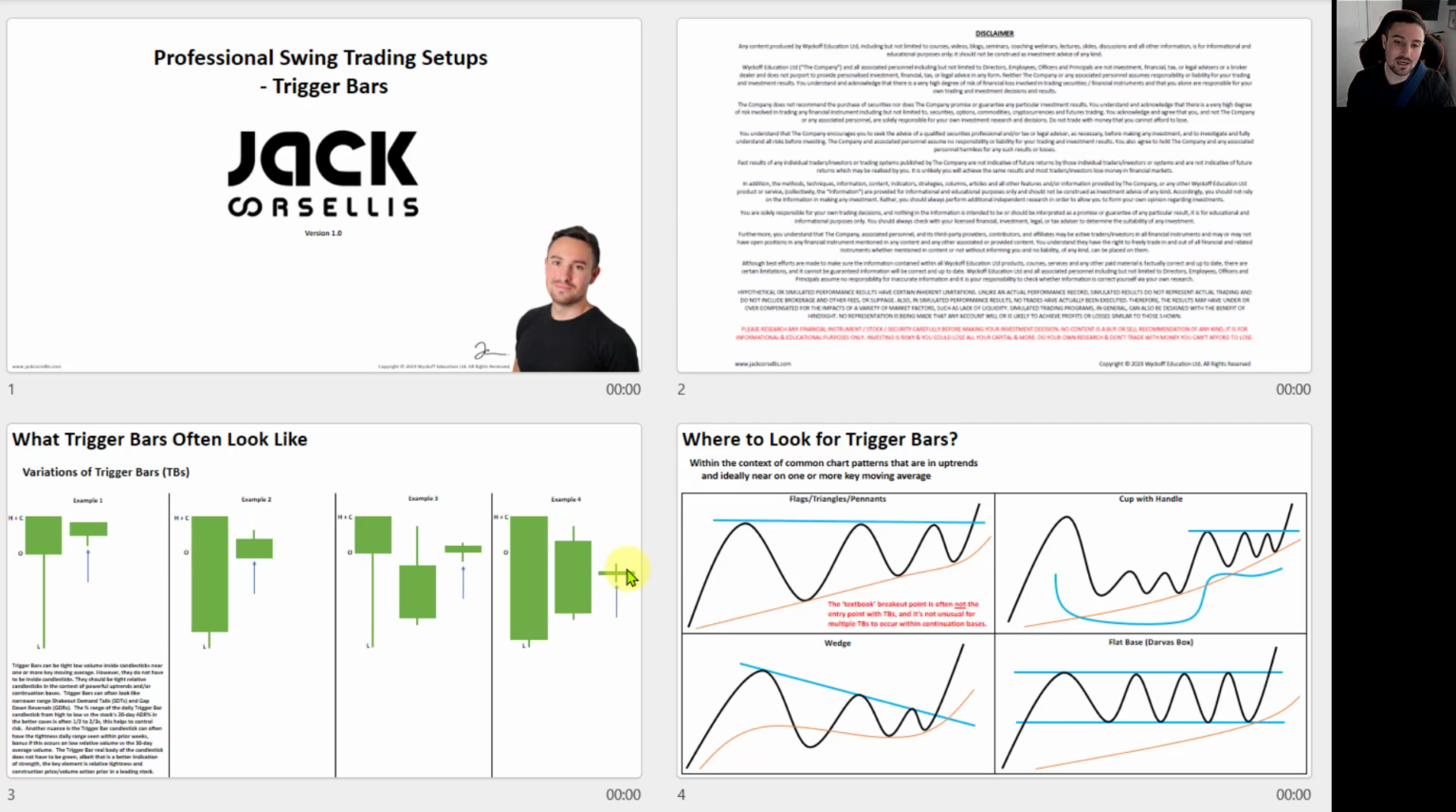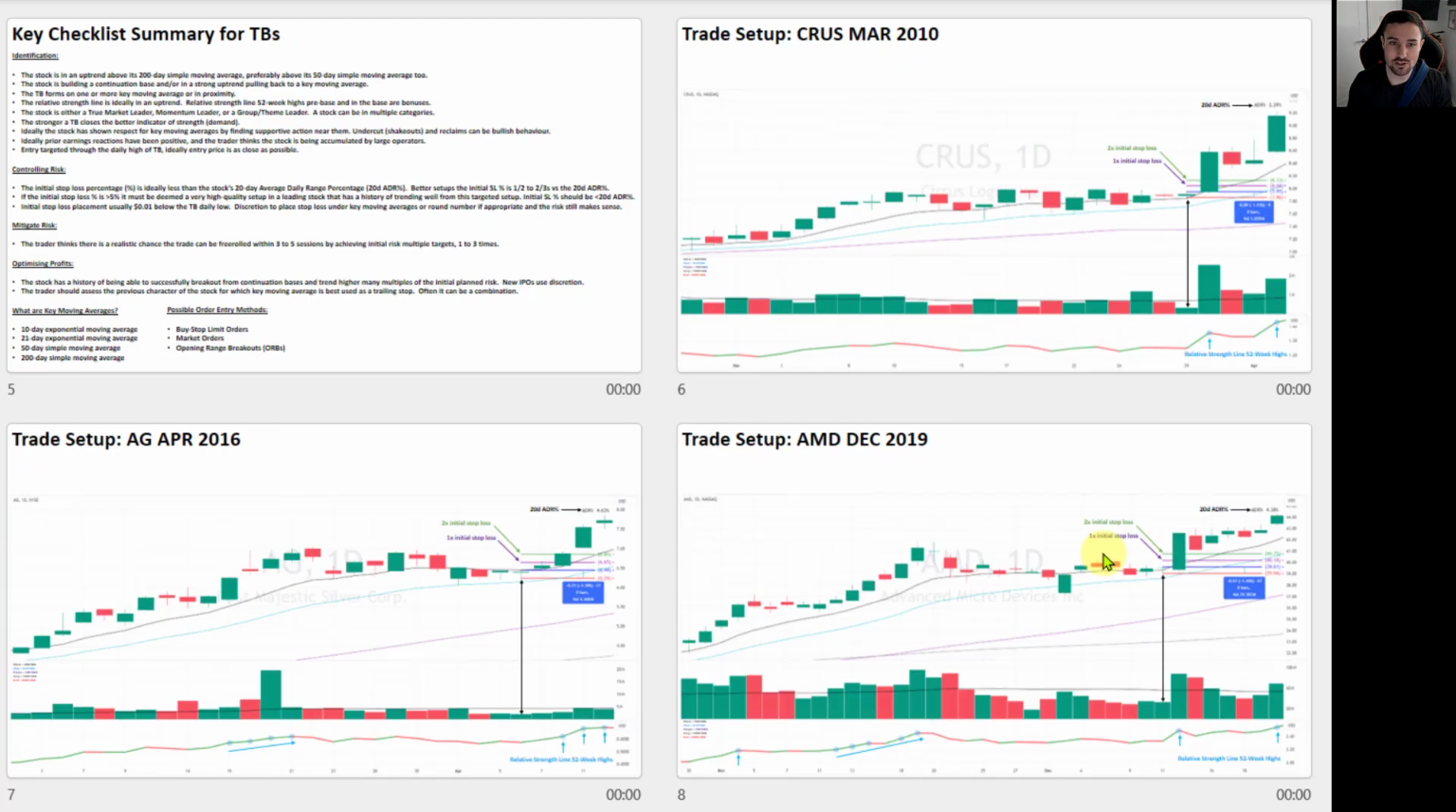Now we're going to dial in the pattern recognition, because oftentimes I'm looking for these in the context of developing continuation bases: flags, wedges, pennants, cup and handles, VCPs, whatever it may be. Or in the context of a really strong stock that's pulling back down to key daily moving averages. I'll teach you what those are. So it's about looking for these types of candlesticks in leading stocks as they are either pulling back or building continuation type bases around key daily moving averages. Let me scroll down and take you through a couple of examples.